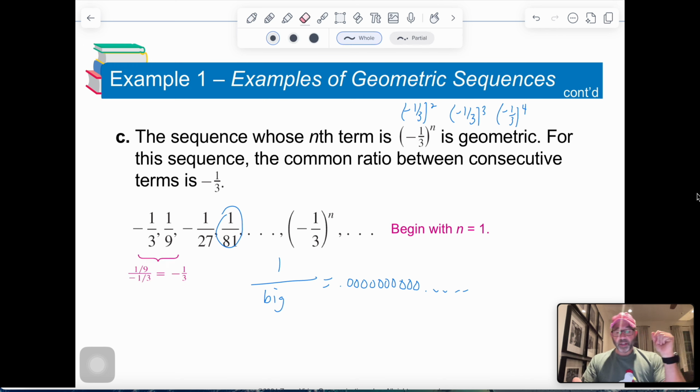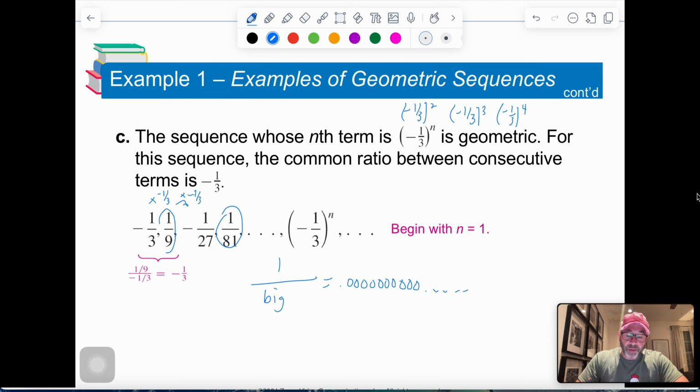So when we look at the common ratio here, it's negative 1/3. Now, if you can't recognize right away that what's happening is I am multiplying by negative 1/3, and then I multiply by negative 1/3 again. If we can't see that right away, which is okay, all you have to do is take the second term and divide it by the first term.